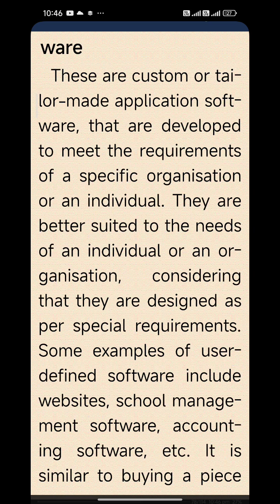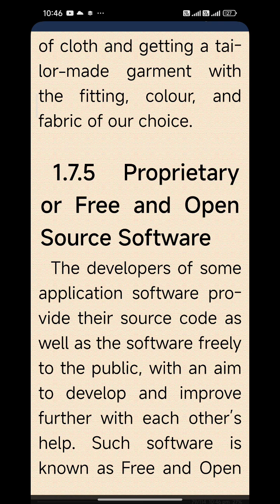B. Customized software. These are custom or tailor-made application software that are developed to meet the requirements of a specific organization or an individual. They are better suited to the needs of an individual or an organization, considering that they are designed as per special requirement. Some examples of user-defined software include websites, school management software, accounting software, etc. It is similar to buying a piece of cloth and getting a tailor-made garment with the fitting color and fabric of our choice.